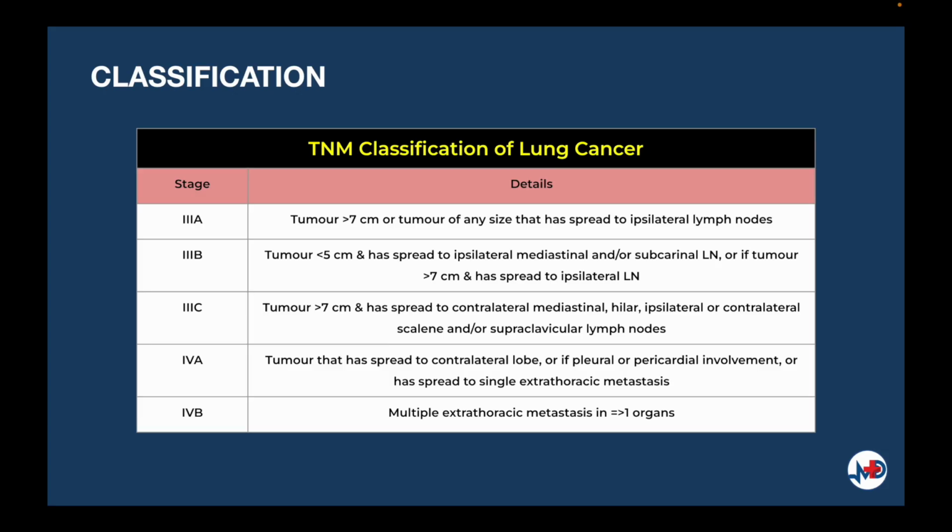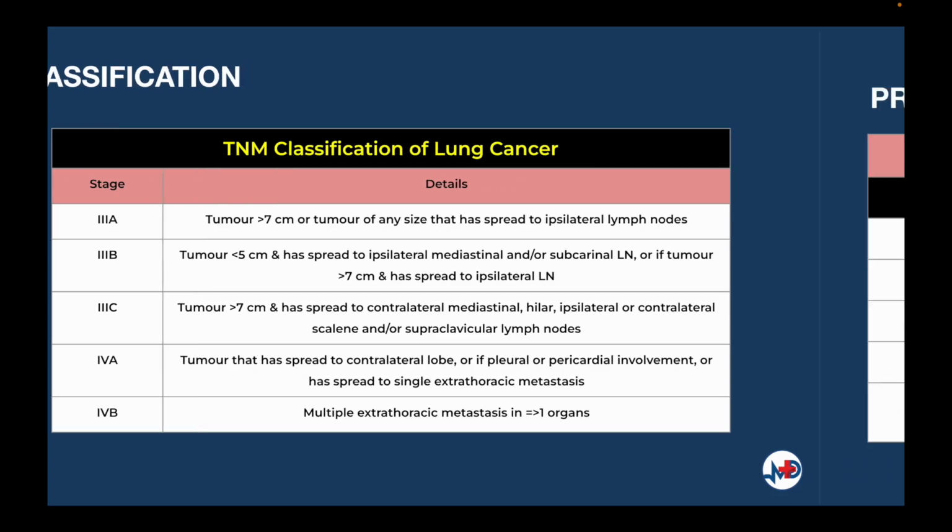Stage 4A is for tumors that have spread to the contralateral lobe, or if there is pleural or pericardial involvement, or has spread to single extrathoracic metastasis. Stage 4B indicates the presence of multiple extrathoracic metastases in one or more organs.